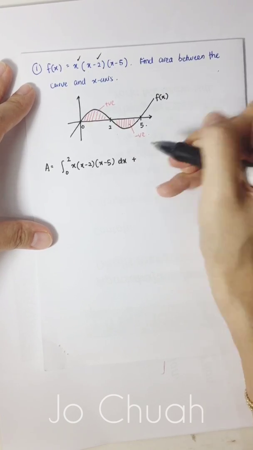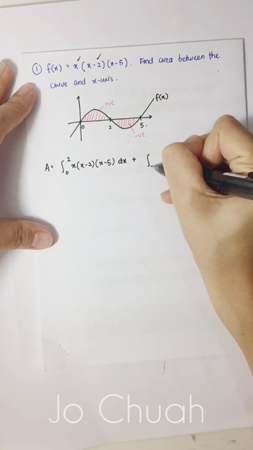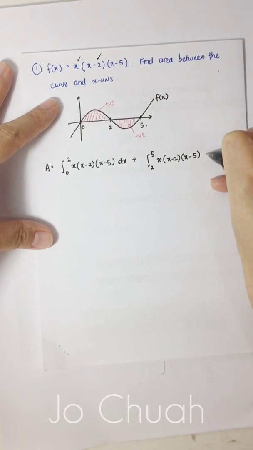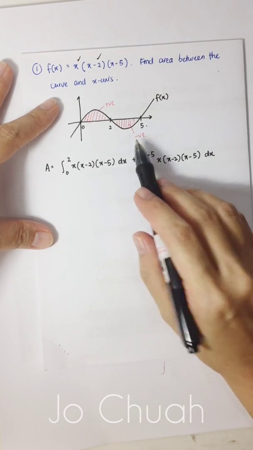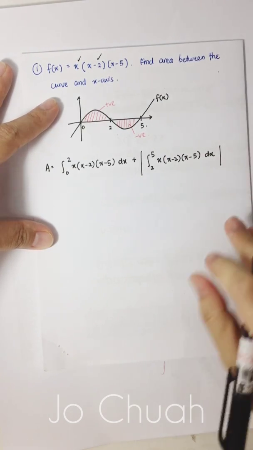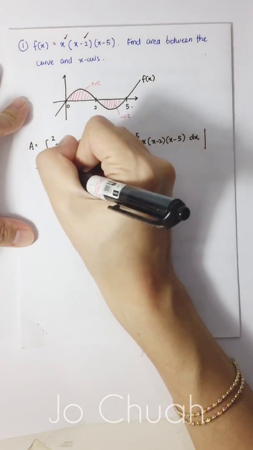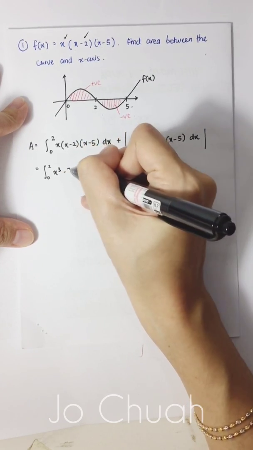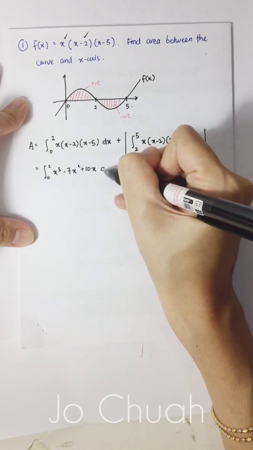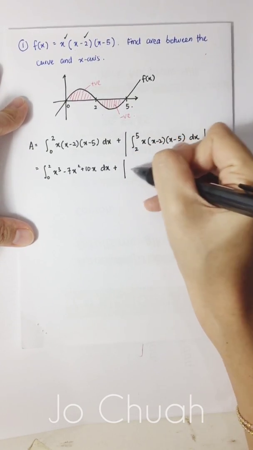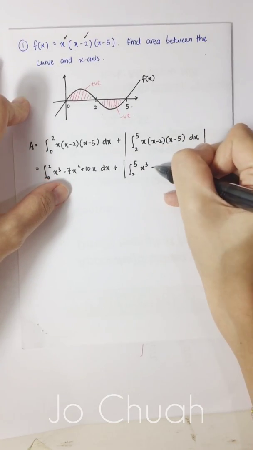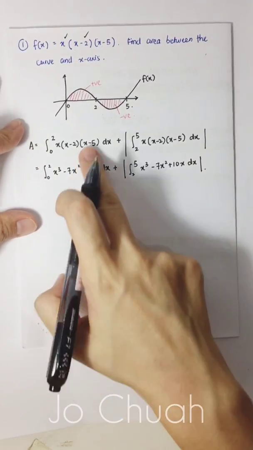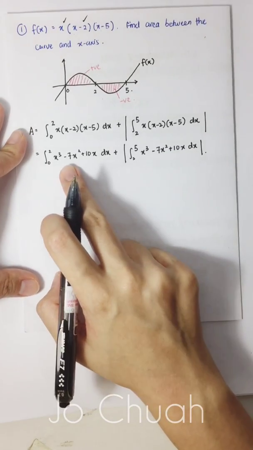Plus this one, so it's going to be 2 to 5, and the same curve, but it's going to be negative, right? So we have to put a modulus for this. So this is some simple integration. I'm just going to expand it into this one, plus the modulus of 2 to 5 of the same function. Okay, I believe you can expand it on your own. And then we're going to integrate one by one.